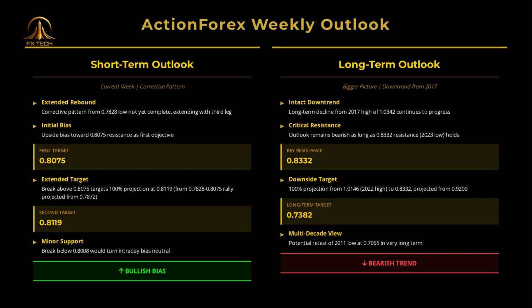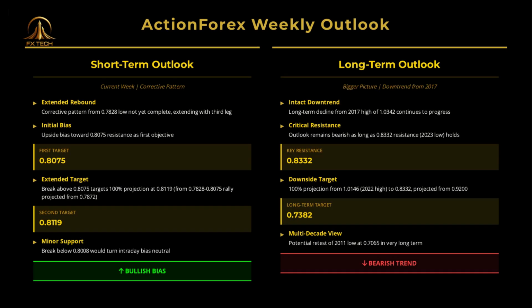ActionForex identifies an extended corrective pattern from the recent low of 0.7828, with the pair currently in its third leg of rebound. In the short term, their analysis maintains an upside bias toward the 0.8075 resistance level as the first objective. If bulls can break above 0.8075, the next target becomes 0.8119, representing a 100% projection from the 0.7828 to 0.8075 rally, measured from 0.7872. However, a break below 0.8008 would turn the intraday bias neutral.